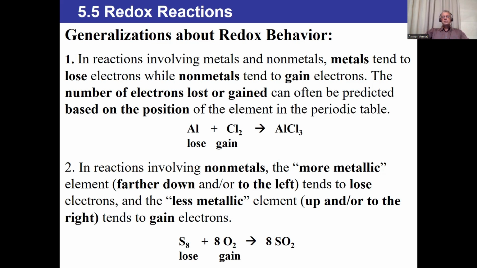General statement here: a more metallic element, either further down in the same group or to the left in the same period, tends to lose electrons, while a less metallic element, up in a group or to the right in a period, tends to gain electrons.